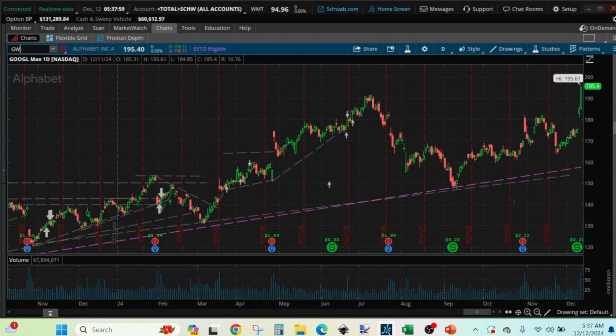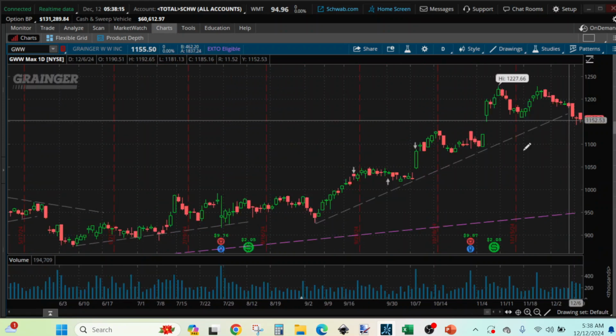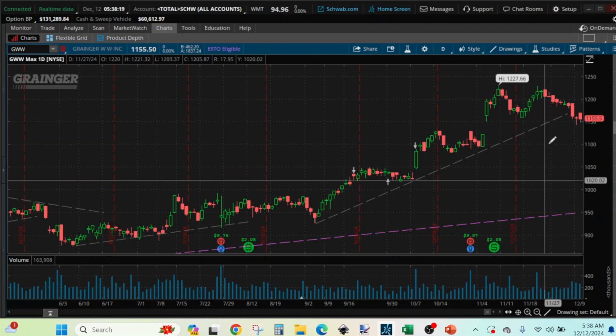Okay, so this one, I'm not sure what it's doing. We like to buy it on this line, but it seems like it's trying to do something around this area. But I just prefer to wait, because if it falls back on this, that's quite a bit of gap there.